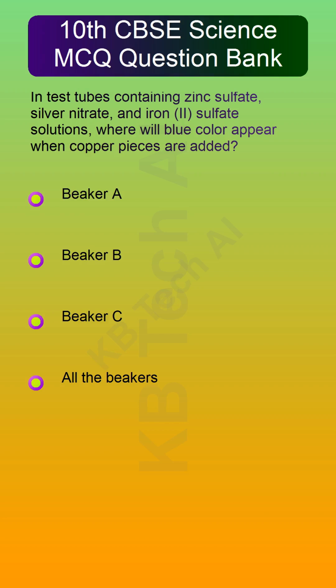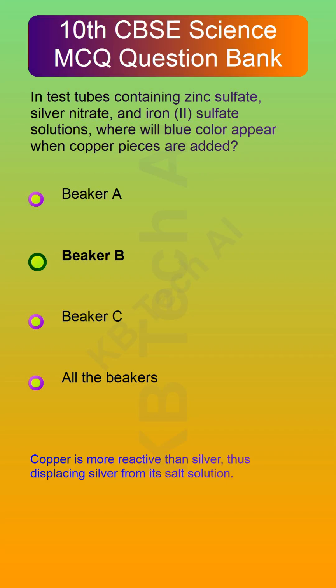In test tubes containing zinc sulfate, silver nitrate, and iron(II) sulfate solutions, where will blue color appear when copper pieces are added? Option 1, beaker A, Option 2, beaker B, Option 3, beaker C, Option 4, all the beakers. The answer is Option 2, beaker B.